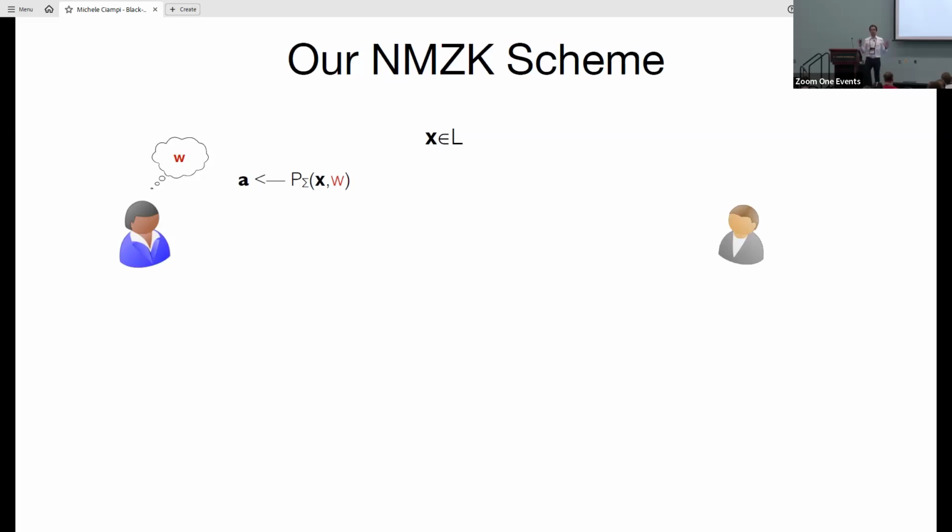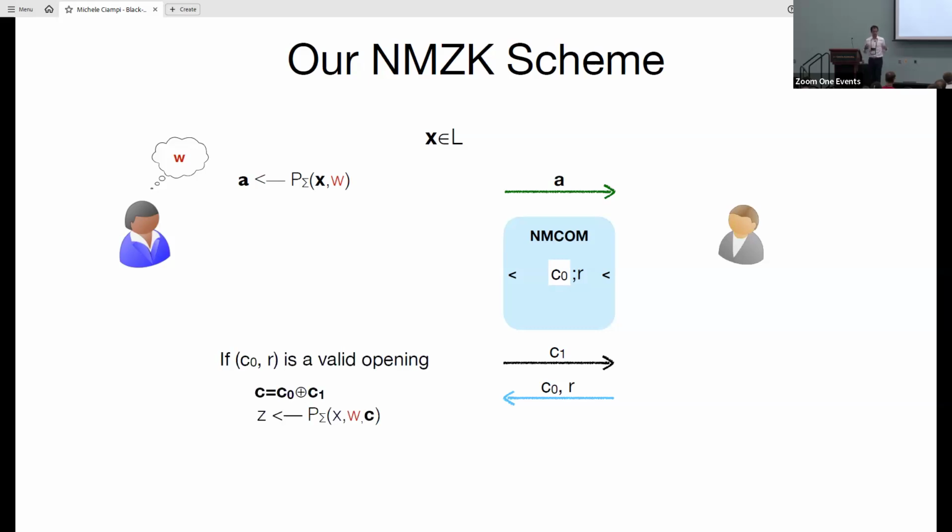So this is a very simple scheme. The prover and the verifier just engage in the execution of the Sigma protocol. And the only difference is that the second round of the Sigma protocol is computed via coin tossing. This is like a very standard coin tossing, where instead of having the verifier use a standard commitment to commit to a share C0, we will use a non-malleable commitment. Okay, so the verifier commits to C0, the prover sends some random string C1, and the final second round of the Sigma protocol will be computed as the XOR of these two challenges. So this seems very standard.